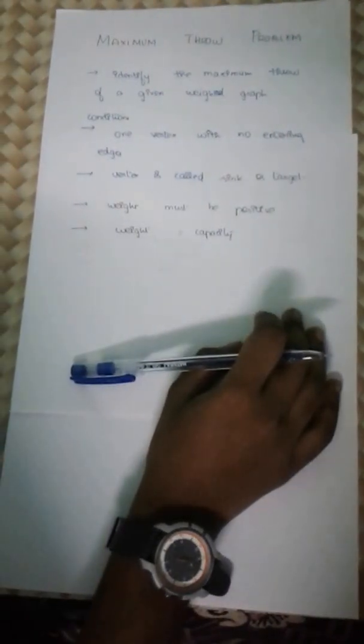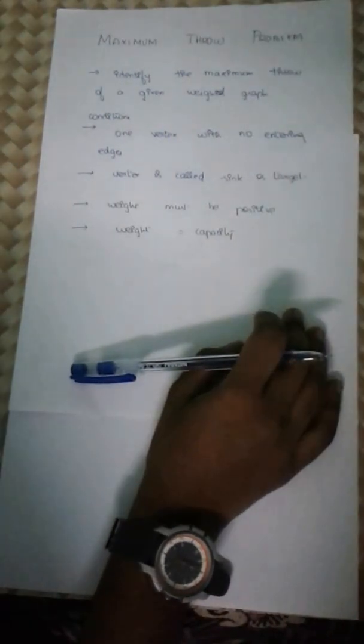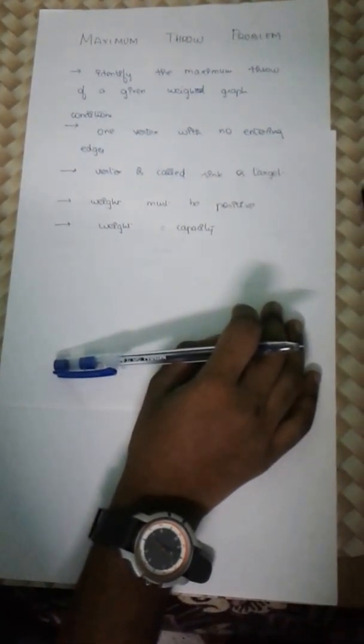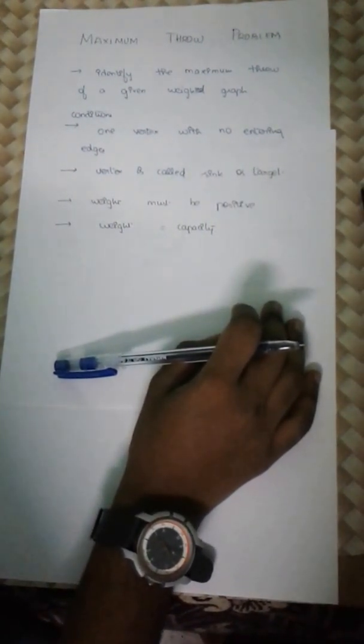Let's look at the maximum flow problem. This is basically used to identify the maximum flow of a given weighted graph, and there are some conditions which are to be followed while we are doing this problem.